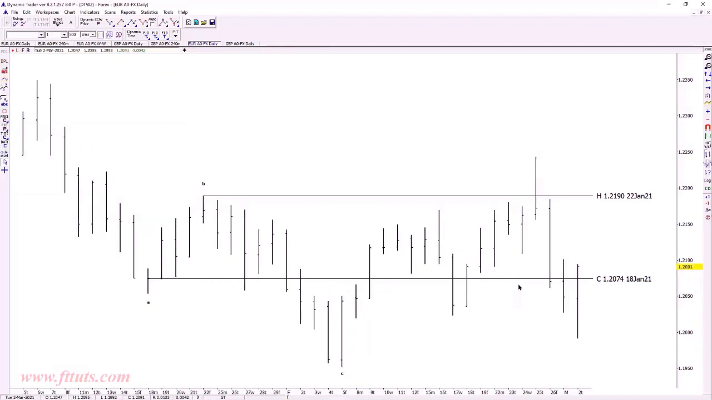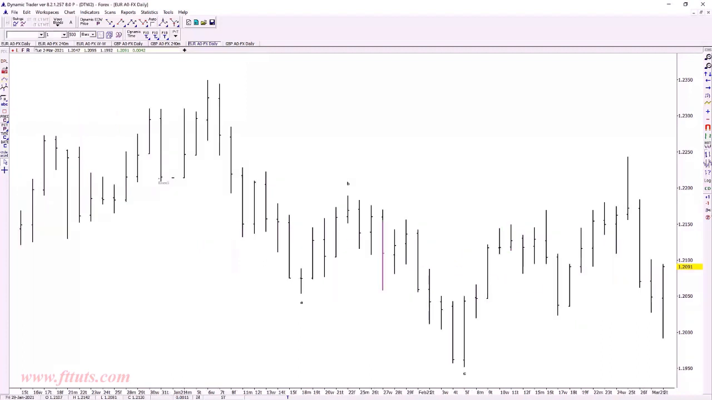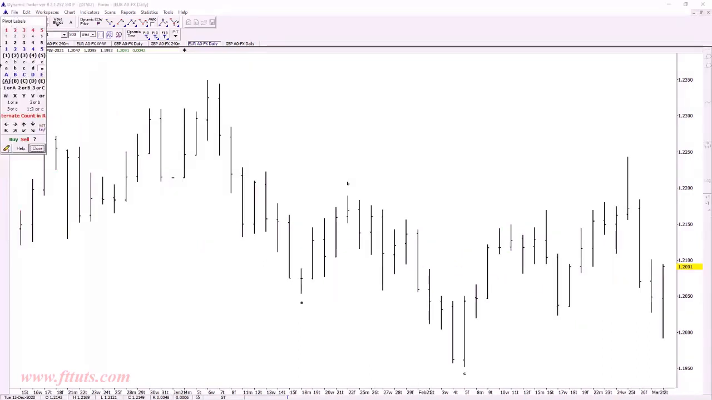Boy, we're all over the place here, aren't we? We've come down and taken out this swing low. So what do we have so far? We have a completed ABC. We've got another completed ABC going up this way. We're definitely in some sort of correction.